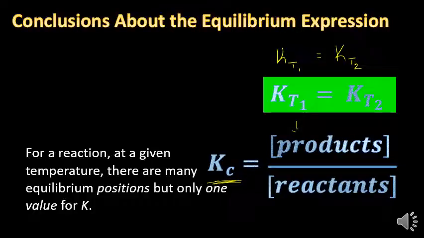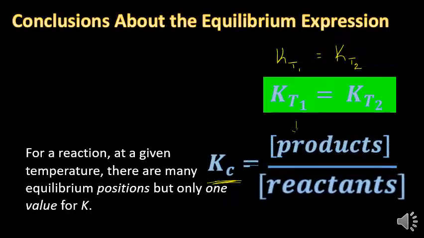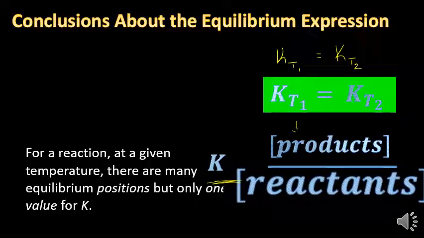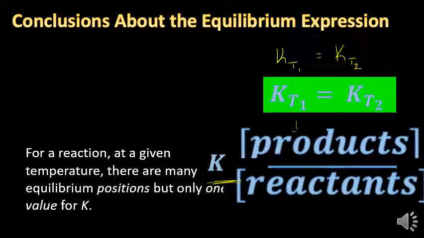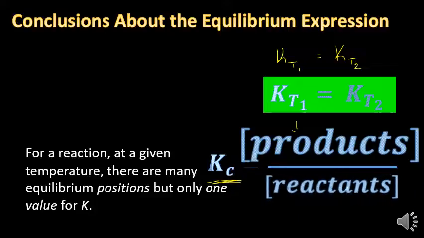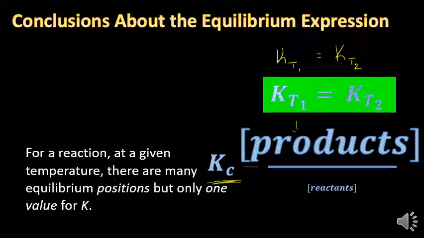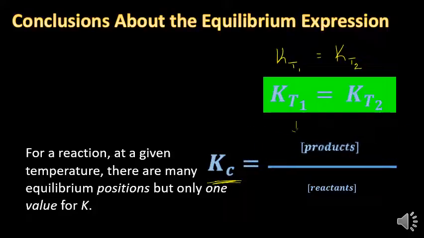Why does it do that? It's called Le Chatelier's principle, and we'll get there. If the reactants get big, what happens to products? It gets bigger too. If reactants get small, what happens to products? It gets smaller also.